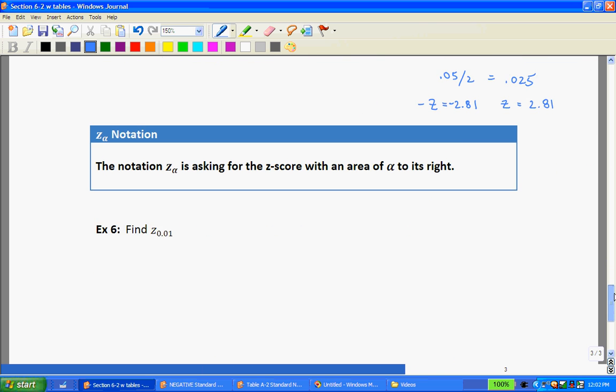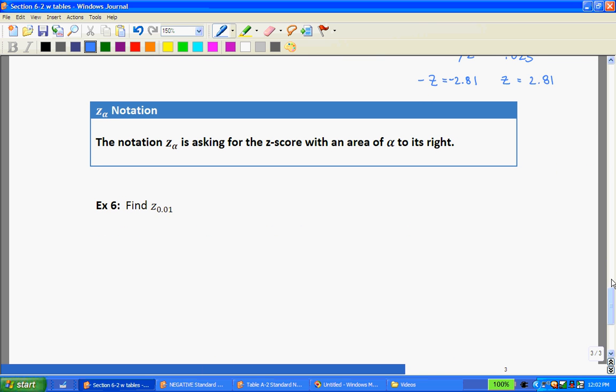Okay, finally we have the z sub alpha notation. And that notation is pretty much doing the same thing we did in example 5. It's asking for the z-score with an area of alpha to its right. So the thing you have to be careful of here is that z sub alpha is always talking about to the right, whereas what we did above, sometimes we were to the left and sometimes we were to the right. So here it's strictly to the right. So for example 6, I want to find z sub 0.01.